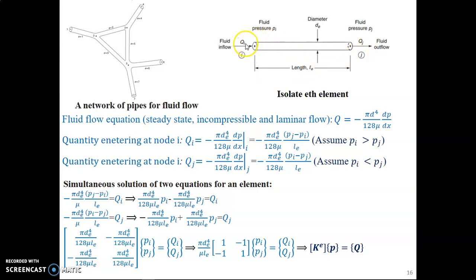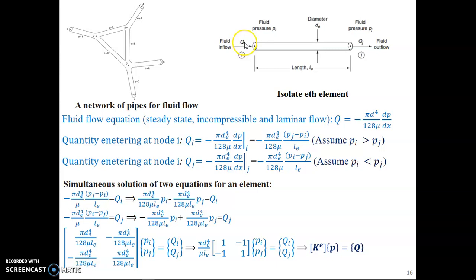The lubricant inflow, or the fluid inflow, at the ith node is Qi, and Qj is the outflow at the jth node. Let D be the diameter of the pipe, Pi the fluid pressure at the ith node, and Pj the fluid pressure at the jth node. Assuming steady state, incompressible and laminar flow, the fluid flow equation through this pipe can be expressed as a function of the diameter and viscosity of the pipe and the pressure gradient along the length of the pipe.